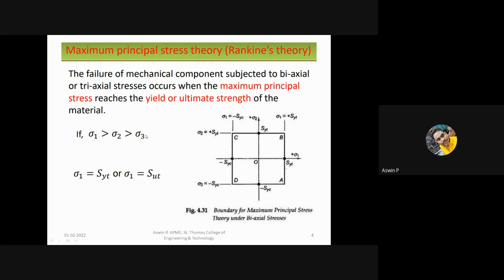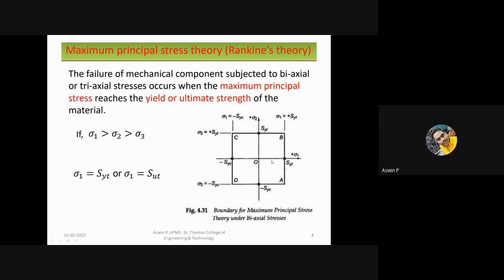Normally, in the statement, we will not get sigma 2 or sigma 3 higher than sigma 1. If we get a problem where sigma 3 is the highest one, you have to substitute this one as sigma 3 equal to SYT or sigma YT. Okay, it is the important one.